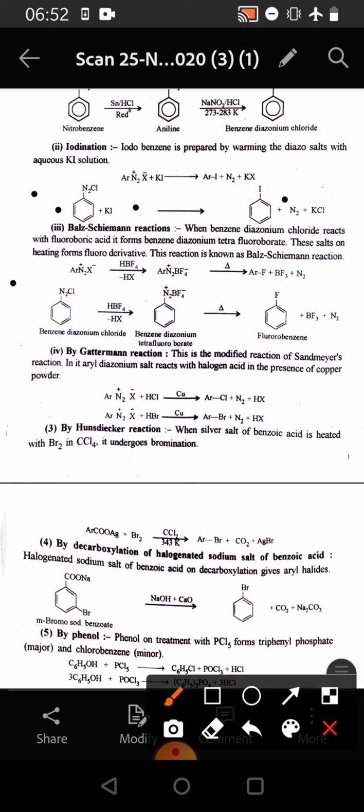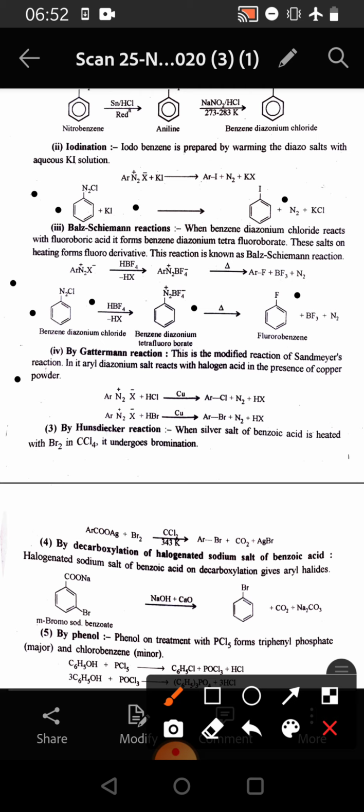When benzene diazonium chloride reacts with fluoroboric acid, it forms benzene diazonium tetrafluoroborate. This benzene diazonium tetrafluoroborate salt on heating forms fluorobenzene, and this reaction is known as the Balz-Schiemann reaction.